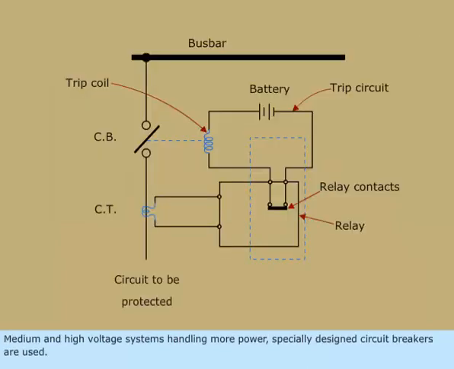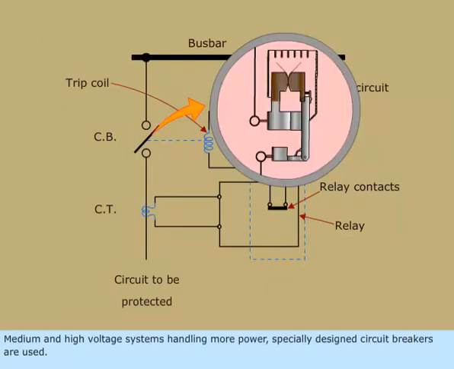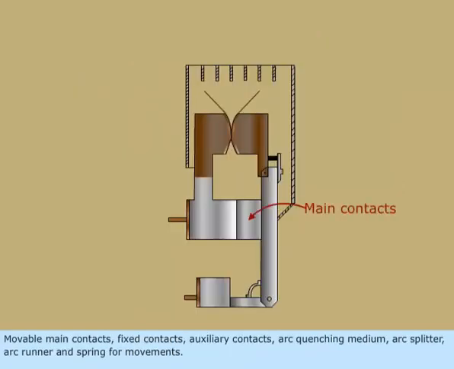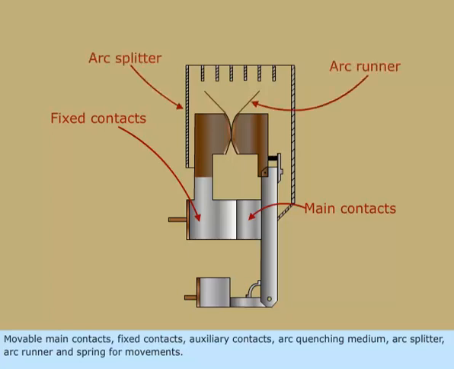Medium and high voltage systems handling more power, specially designed circuit breakers are used. Circuit breaker has the following parts for high and medium voltage applications: movable main contacts, fixed contacts, auxiliary contacts, arc quenching medium, arc splitter, arc runner, and spring for movements.